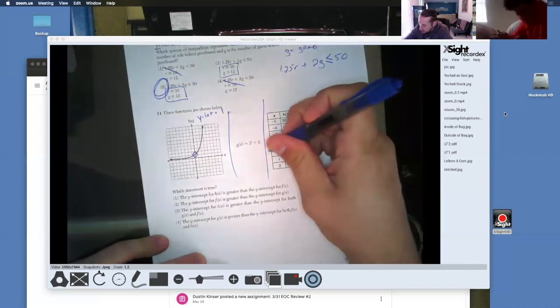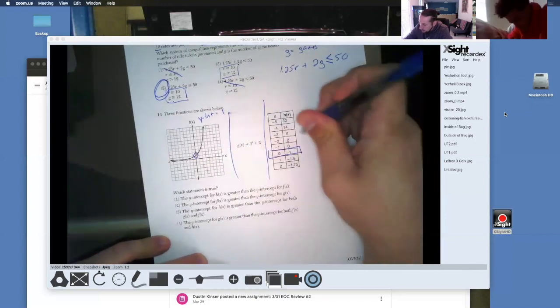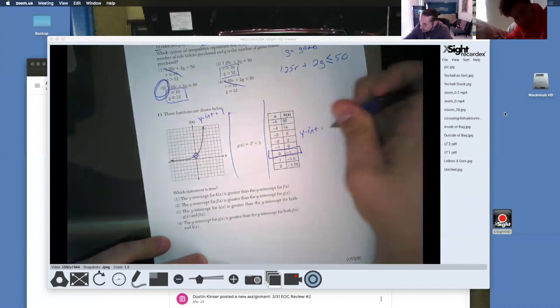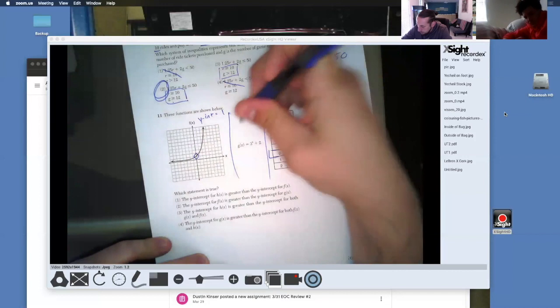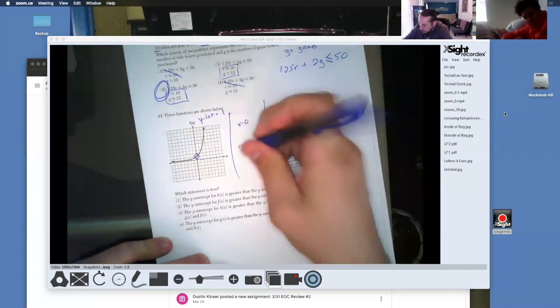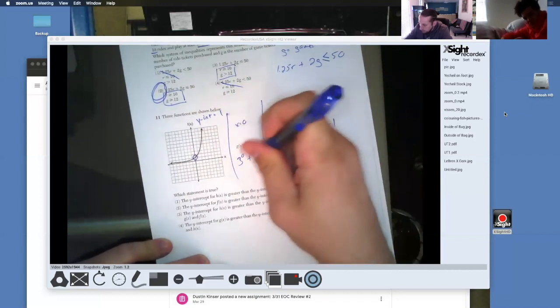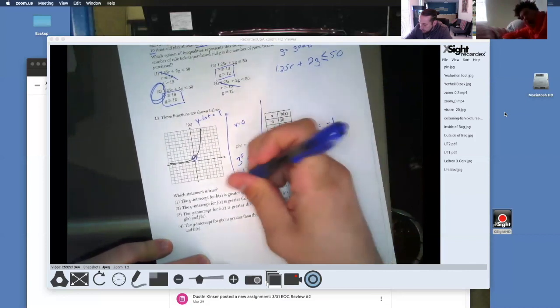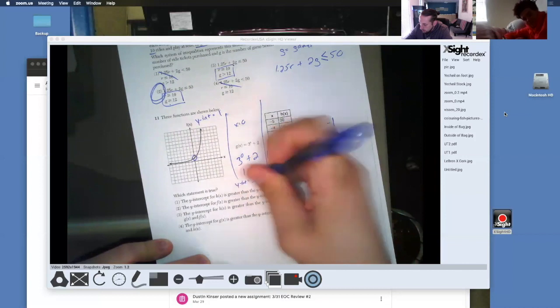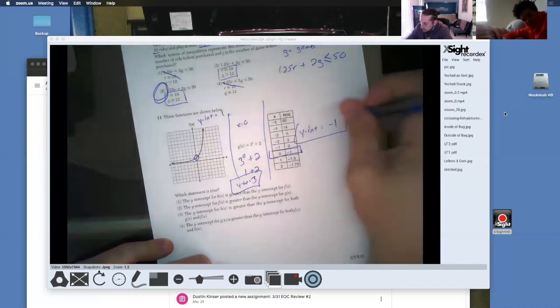Here, I can see my y-intercept is -1. Now, to find my y-intercept here, I have to plug in x equals 0. So 3 to the 0 power plus 2 gives me 1 plus 2, which gives me 3. So these are the 3 things they want us to look at.